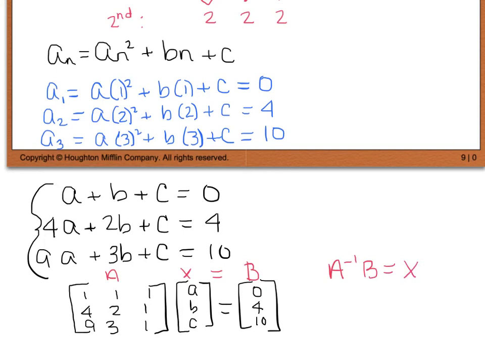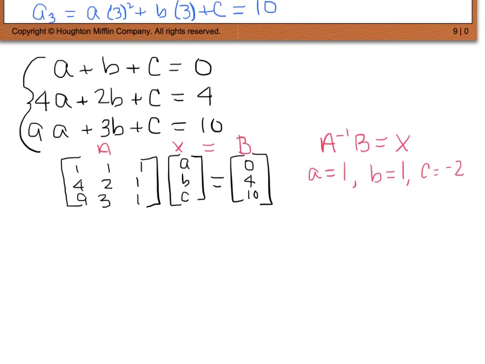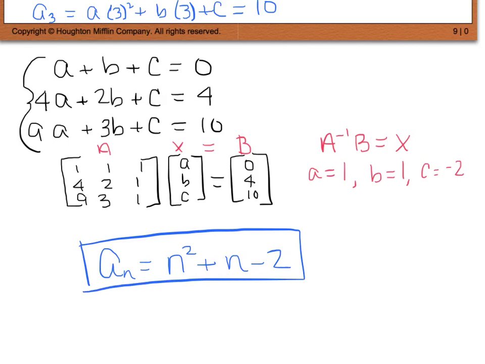By typing this in your calculator, we can find that a equals 1, b equals 1, and c equals negative 2. So, for my model, I know that a sub n is equal to 1n squared plus 1n minus 2. And here's my model for the set of data that was given.